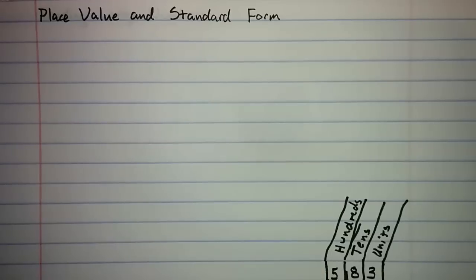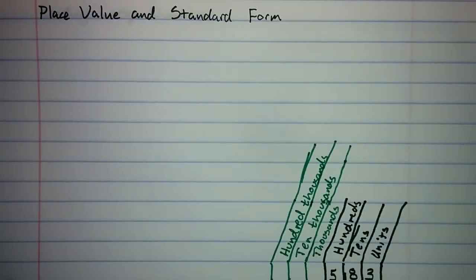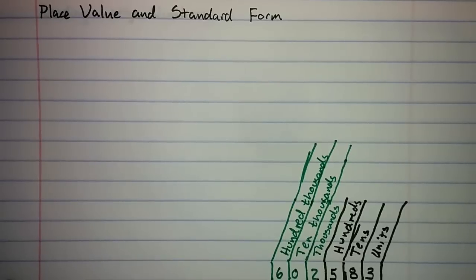In fact, we have, beyond the hundreds place, thousands, where each thousand is 10 hundreds, 10 thousands, where each 10,000 is, creatively enough, 10 thousands, and the 100,000s, where each 100,000 is 10 thousands. So we could fill this in as 602,583. All right, what if we have 10 hundred thousands?